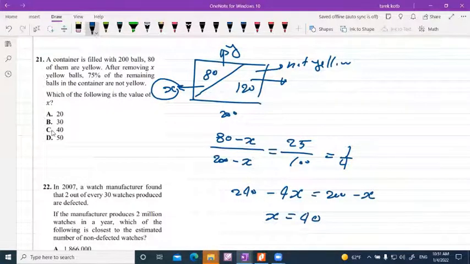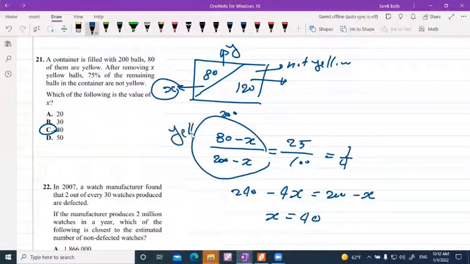Again, 200 balls in the box, 80 are yellow. If you take away x, the total will be 200 minus x, and the yellow will be 80 minus x. After removing the x, 75% of the remaining balls are not yellow, which means that 25% are yellow. So this is the yellow, which is represented by 25%, 25 over 100, which is 1 over 4. And you can solve this equation by calculator to get the x.